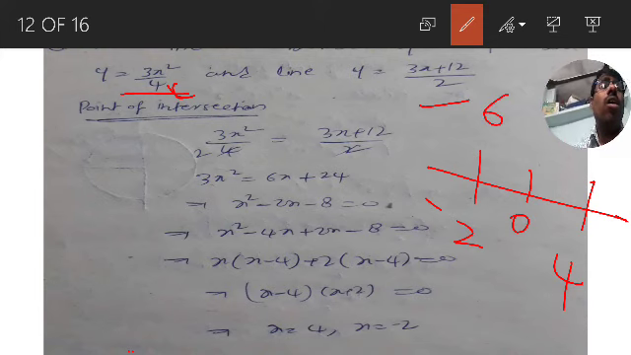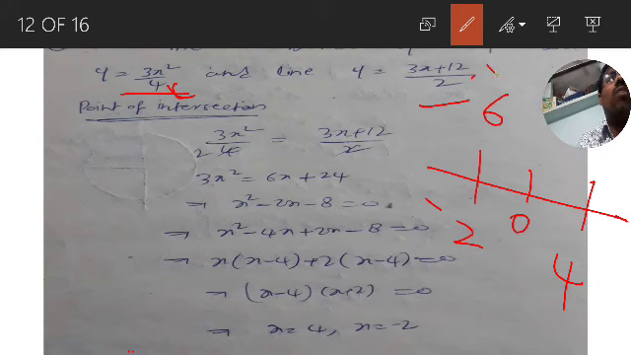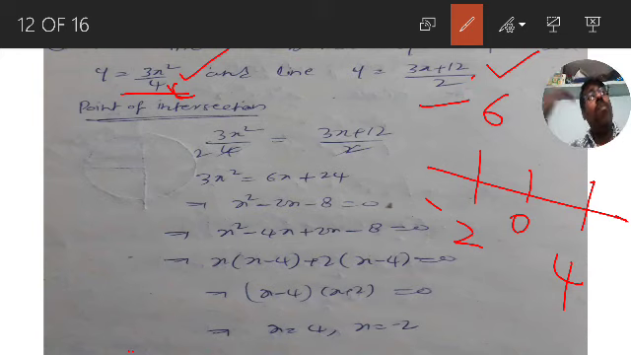So which is the larger value? The larger value is for this curve. For this curve it is 6, and for the other curve it is 0. So the larger value is the upper curve and the lesser value is the lower curve. So (3x plus 12) by 2 is the upper curve, and 3x squared by 4 is the lower curve. Are you getting it, guys? One more time I am telling you. Look at it.